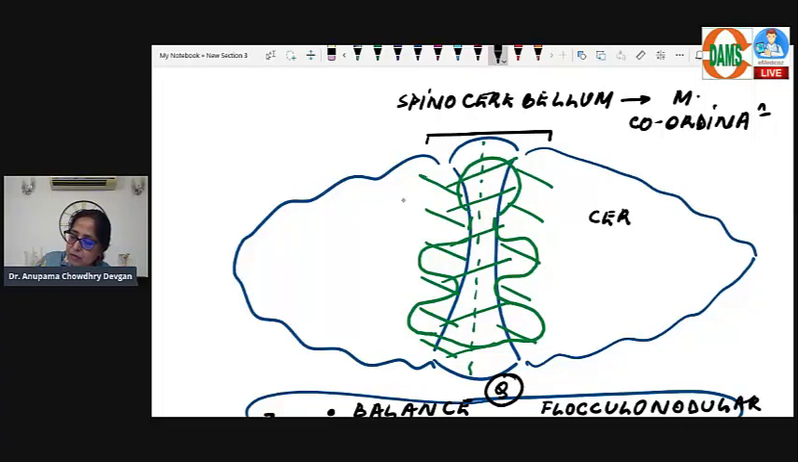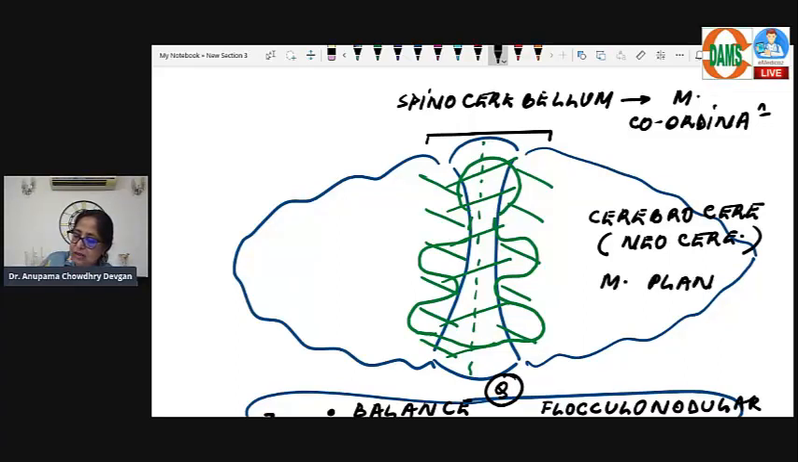The third part of the cerebellum is what is known as the cerebrocerebellum, or also known as the neocerebellum. And this is involved in motor planning. These are the cerebellar hemispheres. So these are the three parts. Which are the three parts?